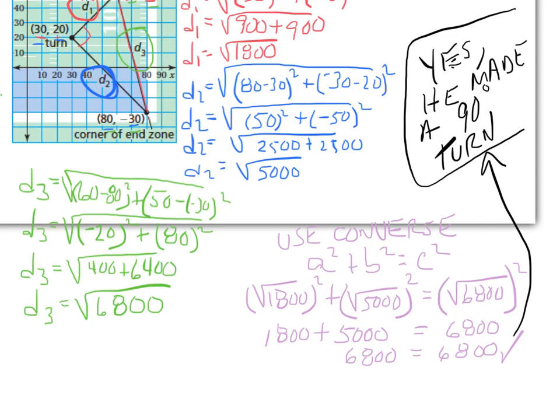Pythagorean theorem is going to help you in a lot of different areas of how to solve things. Remember, Pythagorean theorem or the distance formula. Pythagorean theorem is helping us with distances in a right triangle.